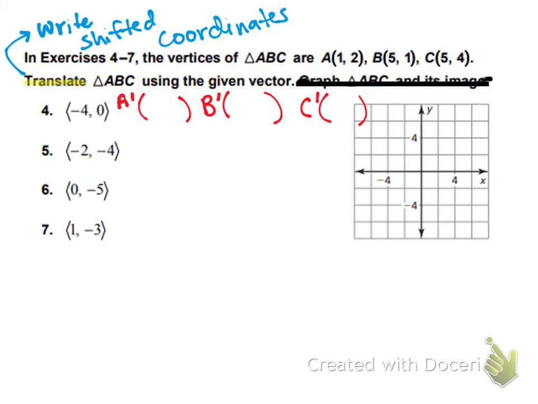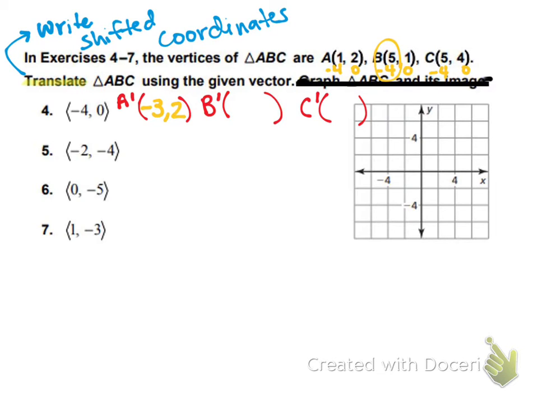So my vector is minus 4, 0. So what can I do to all the x's? Subtract 4. And then what am I going to do to all the y's? Yeah, keep them the same. Absolutely nothing. That's what 0 means. So 1 minus 4 is negative 3. And then 2 and 0. 2 plus 0 is nothing. So 2. So the y's will have absolutely nothing happen to them. But the x's we're going to subtract 4.